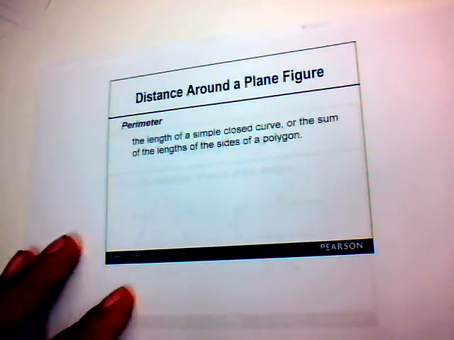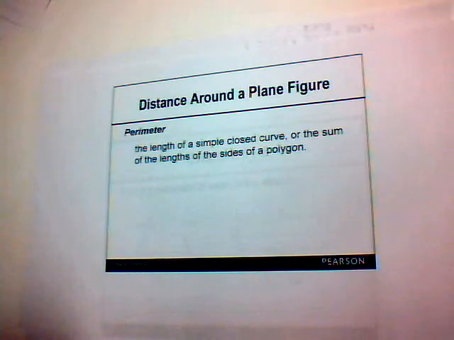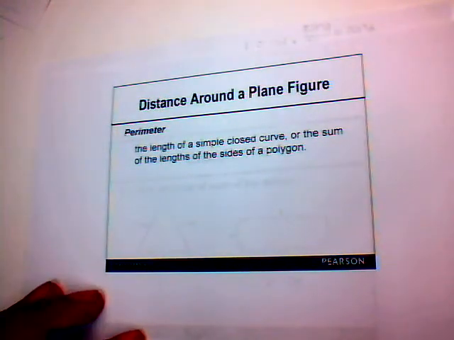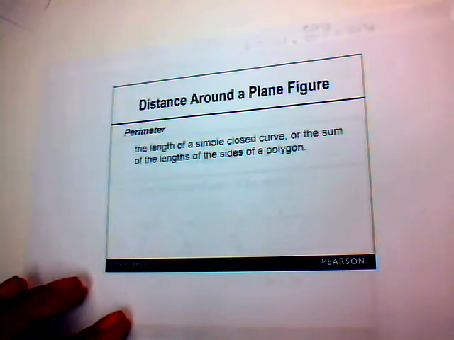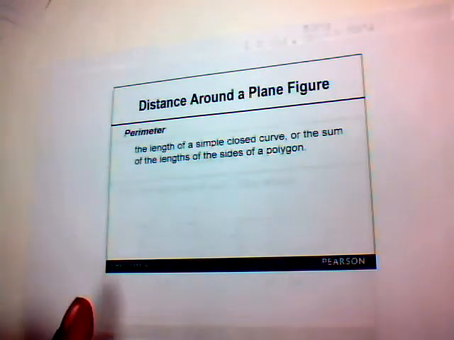Okay, the distance around a plane figure. We'll talk about perimeter. The perimeter is always the length of a simple closed curve, or the sum of the lengths of the sides of a polygon. In other words, the perimeter is always going to be the distance around the entire polygon.